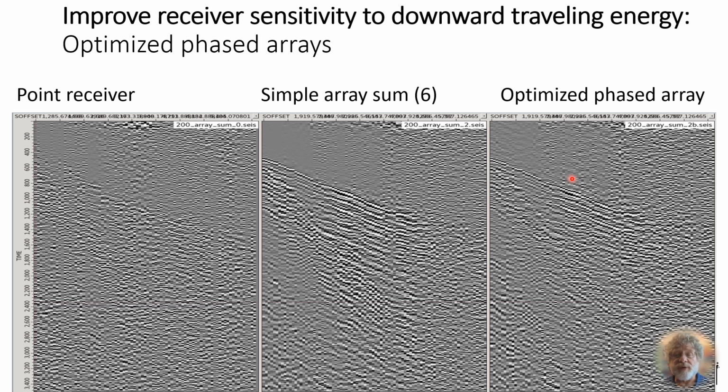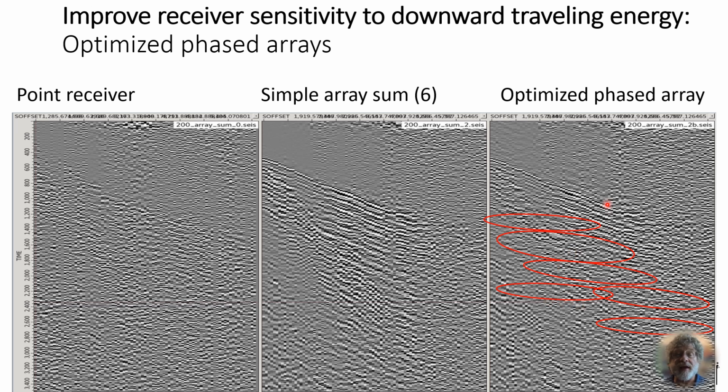If you had a perfectly one-dimensional Earth, then just a straight sum would be the proper way to focus downward going energy. But with a heterogeneous Earth, you have to be smarter and do corrections at each receiver. That's where a digital array comes in. We can do those corrections and focus the array more on downward going energy. You can see now the reflections are clearer in the red circles.